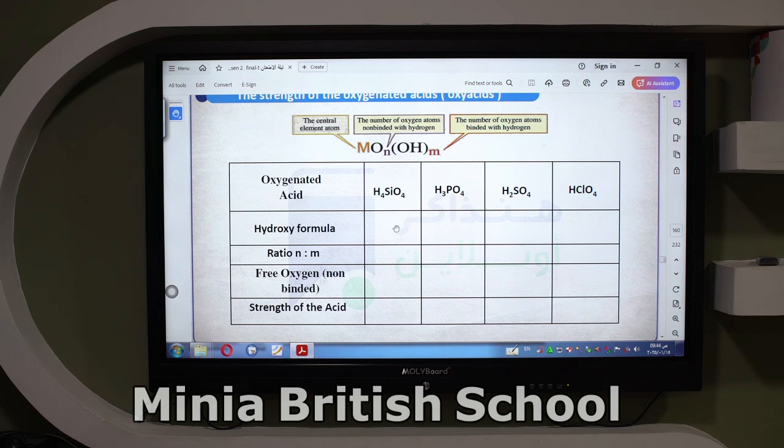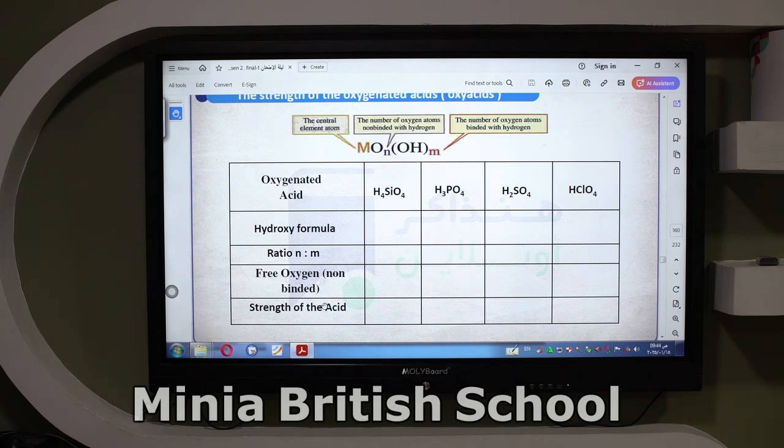About the strengths of acids, we will separate each H by an oxygen. We have 4 H atoms, and we will separate them by 4 oxygen atoms. So we have 4 OH, and the hydroxide formula is the ratio between N and M. N is the number of oxygen atoms non-bonded with hydrogen, and M is the number of oxygen atoms bonded with hydrogen. In this case we haven't any oxygen non-bonded with hydrogen, so we have 4 oxygens bonded.